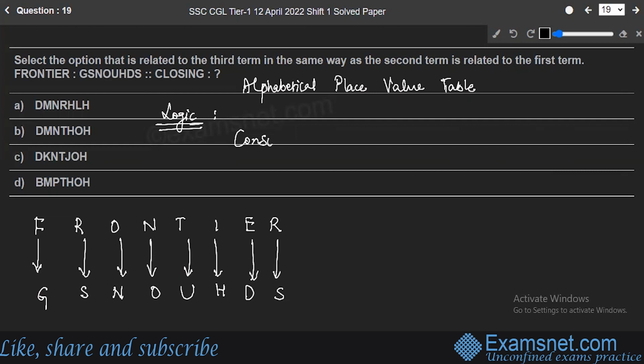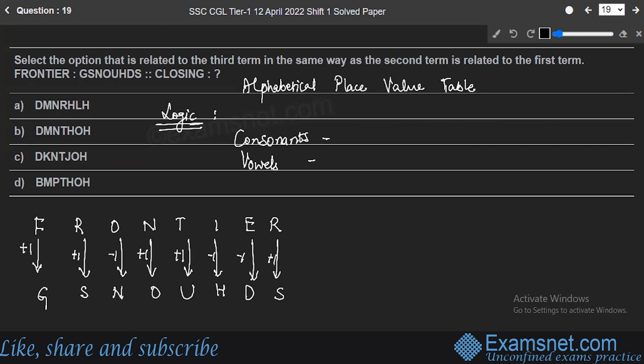There are consonants and vowels. Right? And what is the logic for the consonants and vowels? To understand that logic, let's go with F. The next alphabet after F is G, so I'm adding 1. Here, R to S is +1. N to O is a -1, since O comes after N. Then T to U is +1, I to H is -1 again, E to D is -1 again.